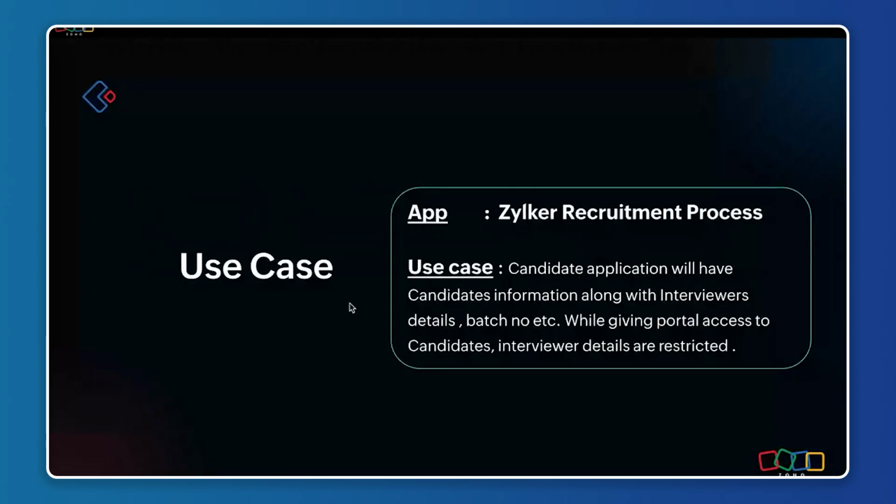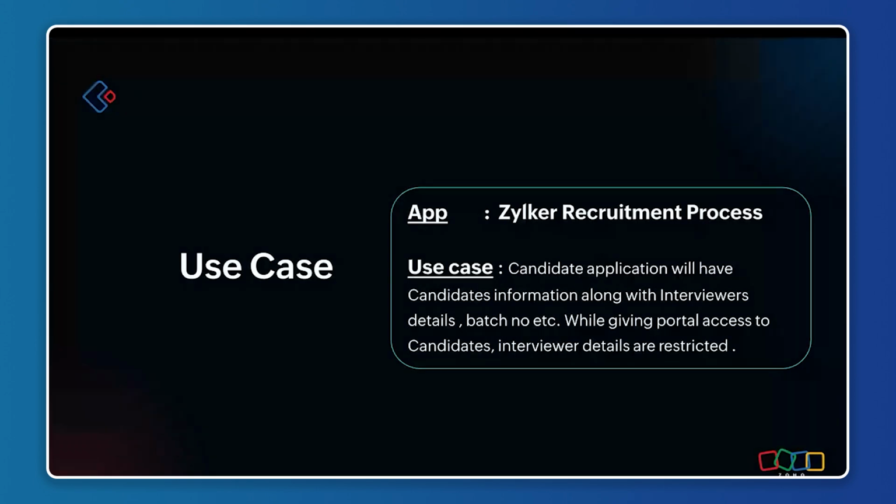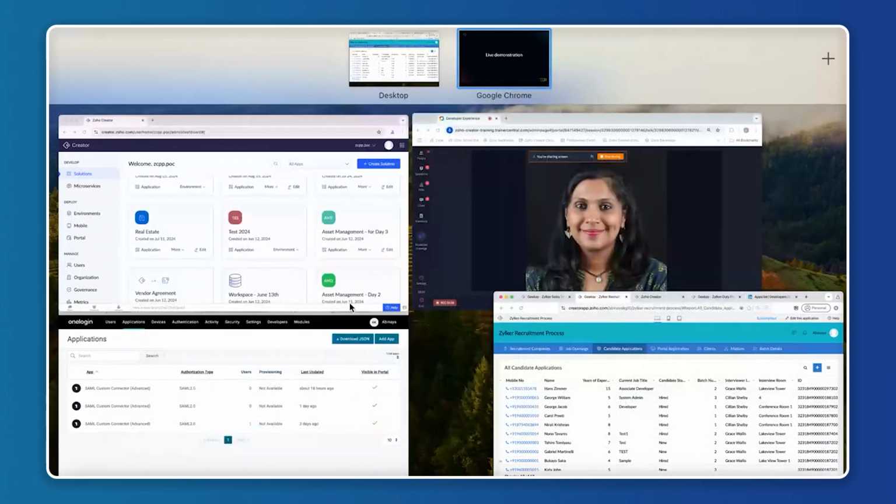So now we'll take a use case, which is Zilker recruitment process. We saw all the candidate applications will have candidate information, professional details, which has got the interviewer details, batch number, etc. So while giving portal access, the candidates don't need to view the interview room or interviewer details or the status of the candidate, right? So in those cases, you can have the field level permission set for the applicant or the candidate. Let's see how this is done.